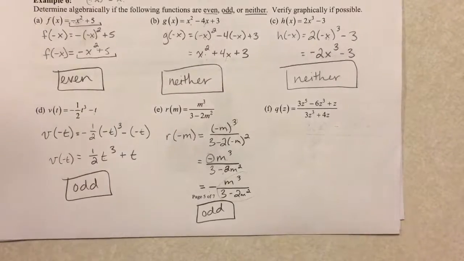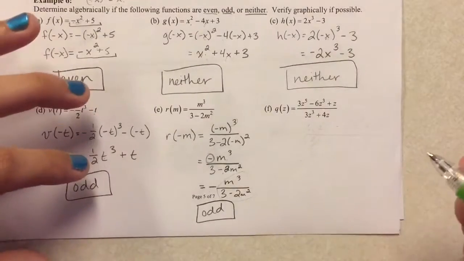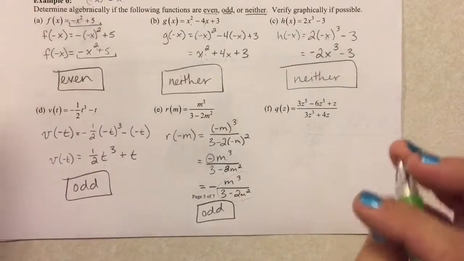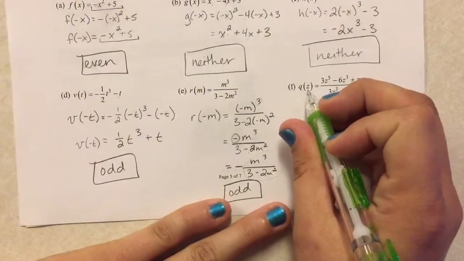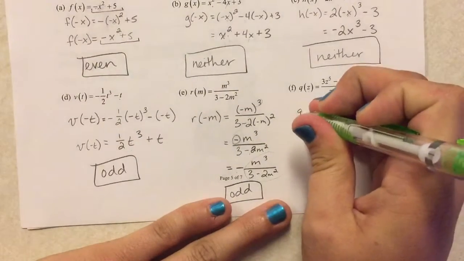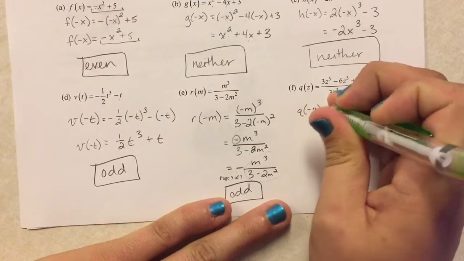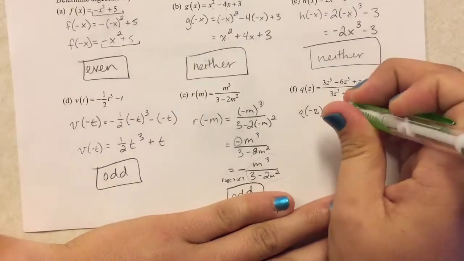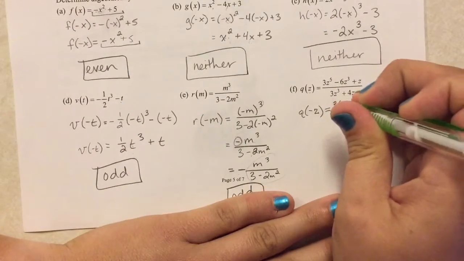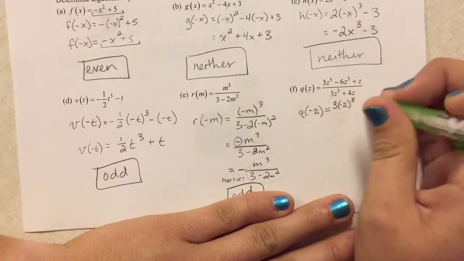We're going to pick up right where that last video left off with problem F, testing for odd versus even versus neither. So we're going to run with our test. I'm going to change the sign of these z's. So I'm going to do q of negative z, the opposite sign of the z, because that's always the test for symmetry. And I'm going to change all of the signs of the z's in the problem.